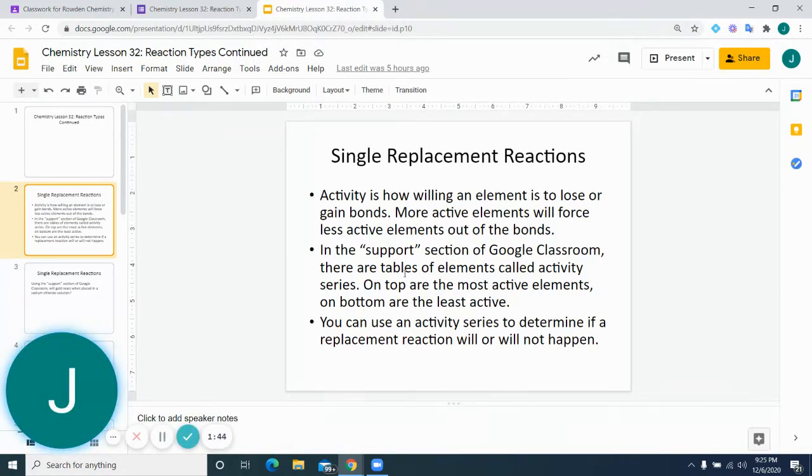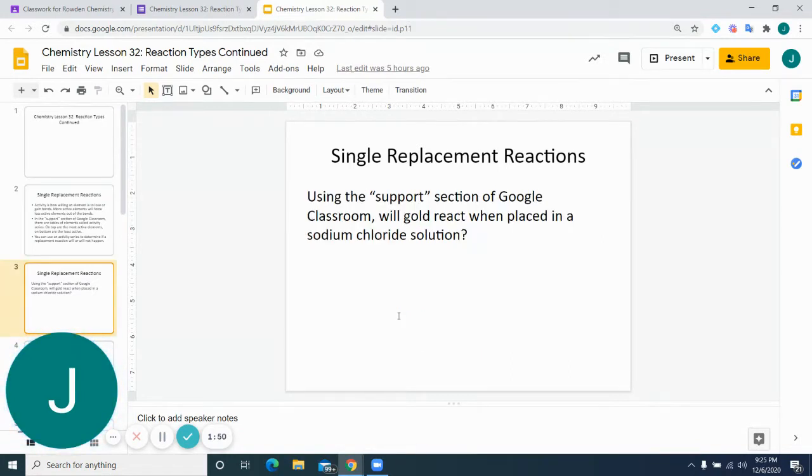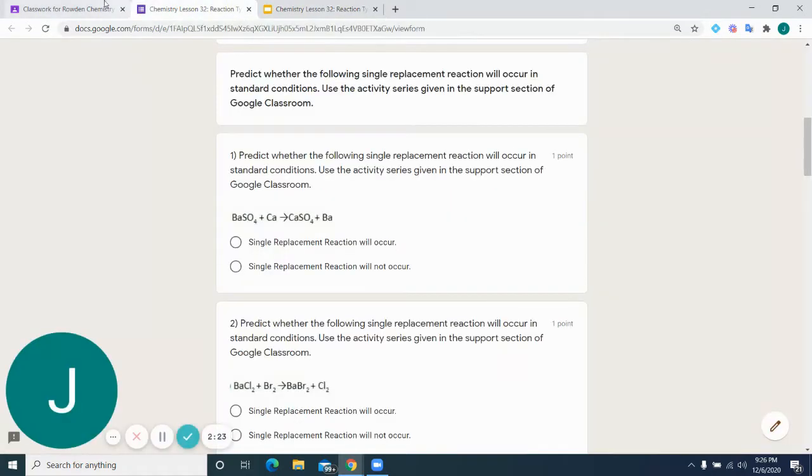So in the support section of Google Classroom, you can open this whenever you need it. And this will determine if a replacement reaction will or will not happen. So will gold react if it's placed in a sodium chloride solution? In that way, you want to think about gold is looking to replace, because you'll always have a metal with a nonmetal when we're doing these. Sodium is the metal, chlorine is the nonmetal. So can gold replace sodium? Gold is Au, sodium is Na. If you need to open up your periodic table to look at that, you can do that as well. Will gold, Au, replace sodium, Na? Let's look.